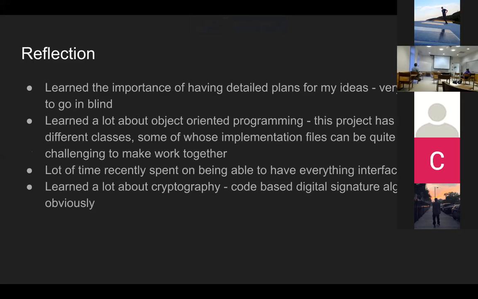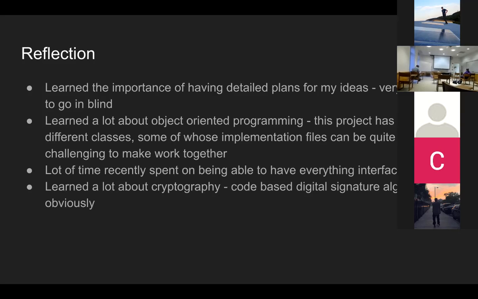So for the reflection, I really learned the importance of having detailed plans for my ideas. It's a very bad idea to just go in blind and sort of plan as you go along. I learned a lot about object-oriented programming. I have about 20 different classes to work with, some of whose implementation files can be pretty long. So it was kind of hard to make them all work together, I'd say. And so I just found it was pretty important to have good documentation to myself and remember what does what and what I need to do overall.